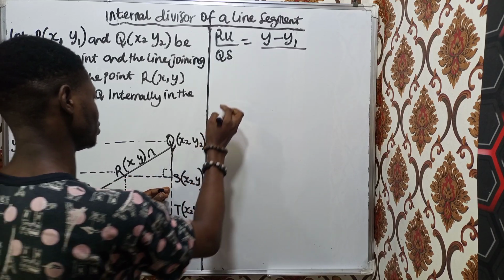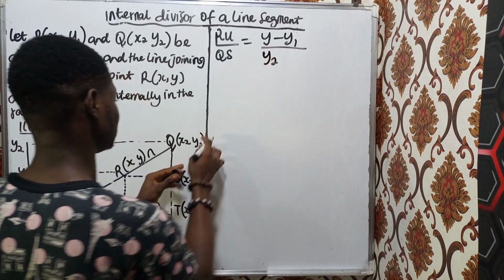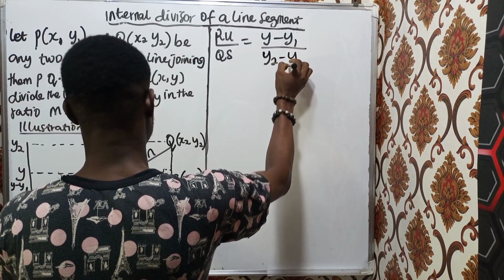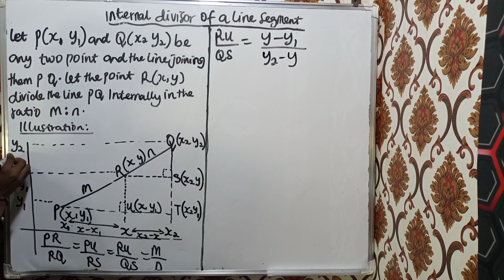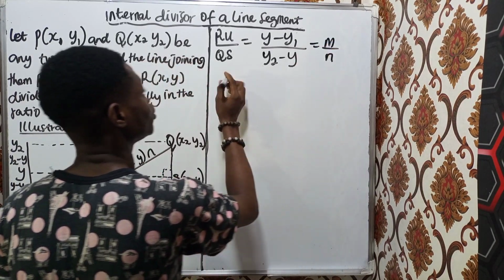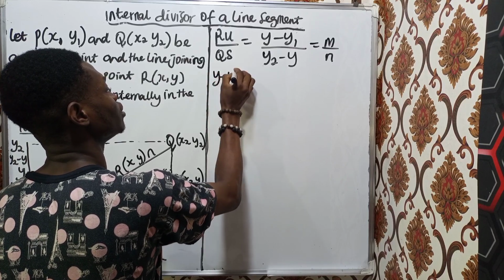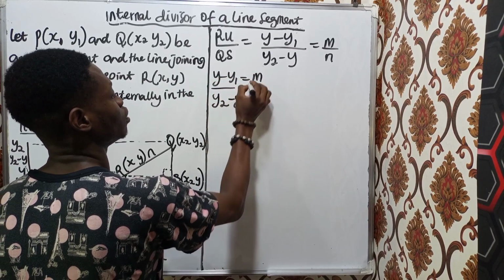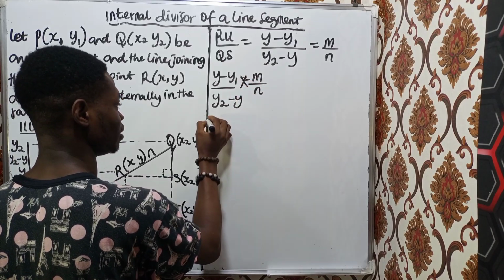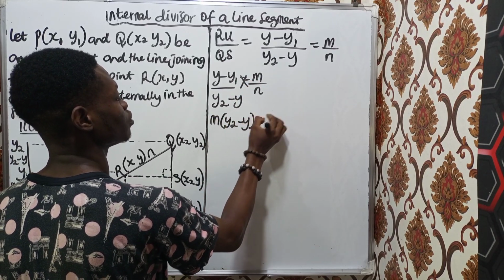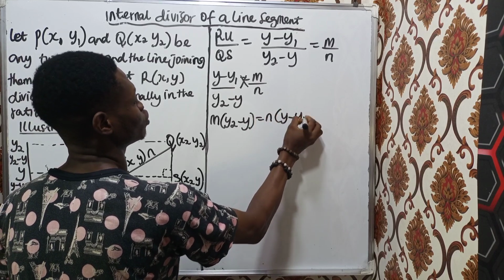QS will be y2, that's this value, y2. S will be y. So here will be y2 minus y, so it's equal to m over n. So it's going to be (y − y1) over (y2 − y) is equal to m over n. So we can cross multiply. So we are going to have m(y2 − y) is equal to n(y − y1).